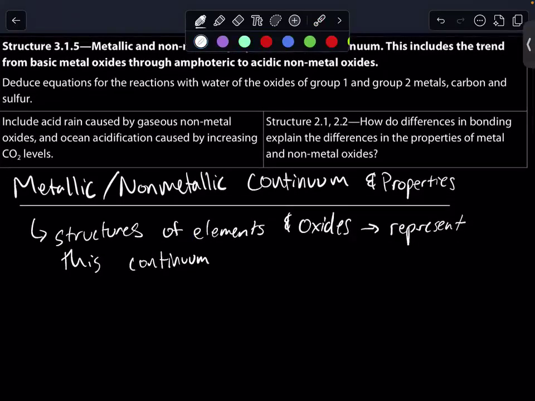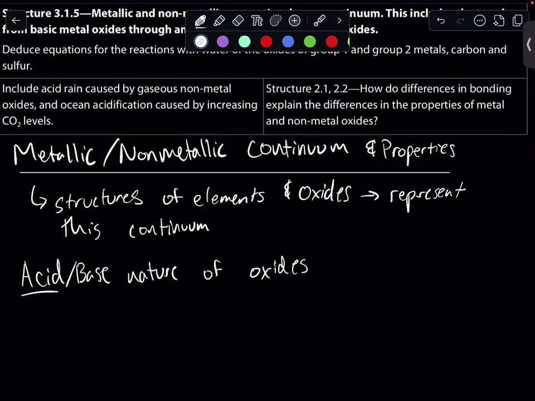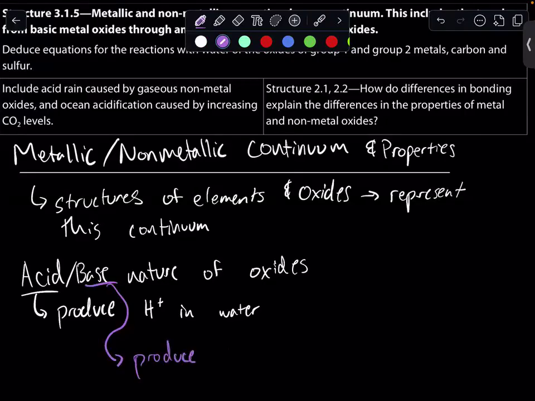So the first property we're going to be looking at is the acid-base nature of oxides. And we'll see that they create this continuum. But for that, we have to know that acids, generally one of the definitions we use, we'll get into it later when we talk specifically about acid-base chemistry, is that these produce H plus in water. So when it becomes aqueous, they form H plus ions, while bases, on the other hand, produce OH minus ions in solution.